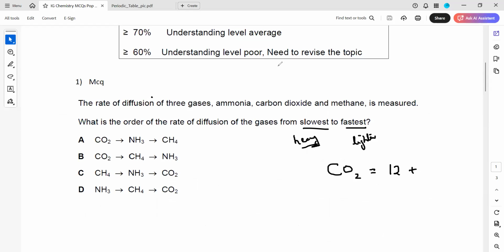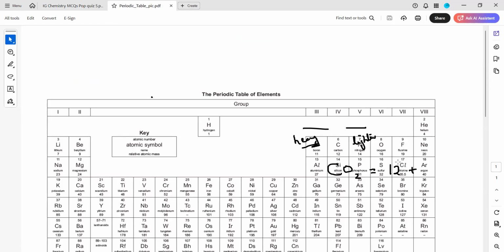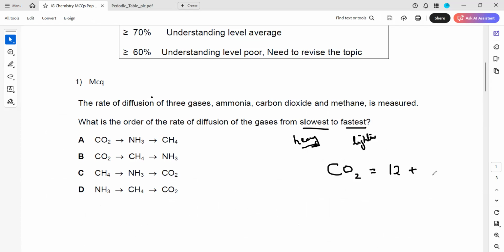Plus the mass of oxygen? 16. When you check the periodic table, oxygen is 8 and 16. So 16 is the mass. 8 is the proton number, 16 is the mass number. So for oxygen, you will write 16. And how many of them? 2 of them. So you multiply by 2. So 16 times 2 is 32. And 32 plus 12 makes 44. So the mass of carbon dioxide is 44. The total mass.